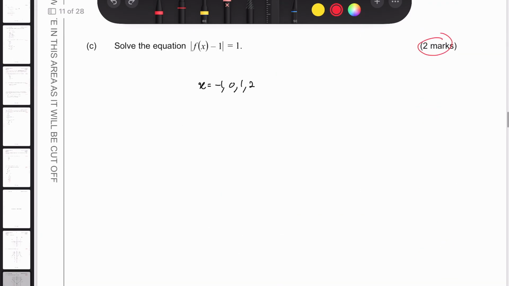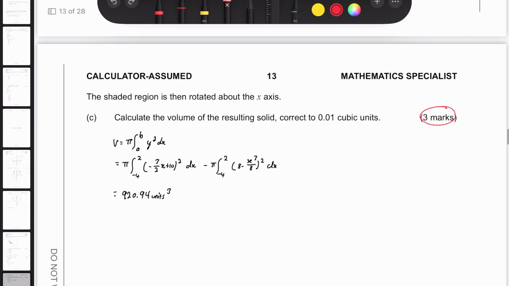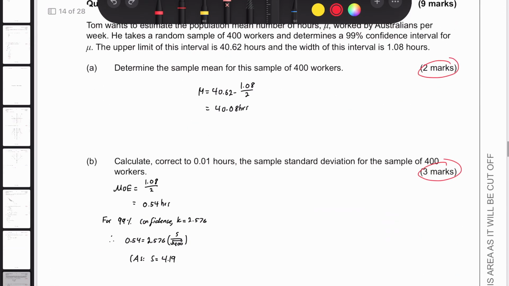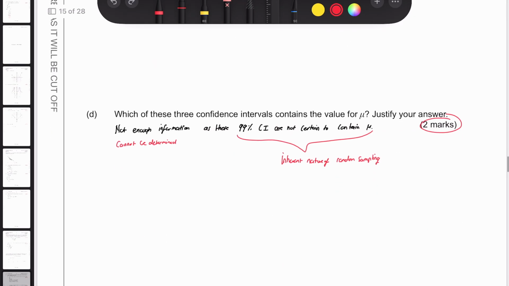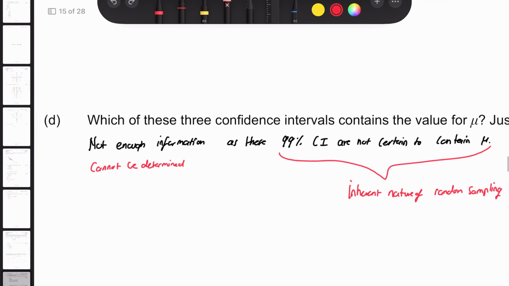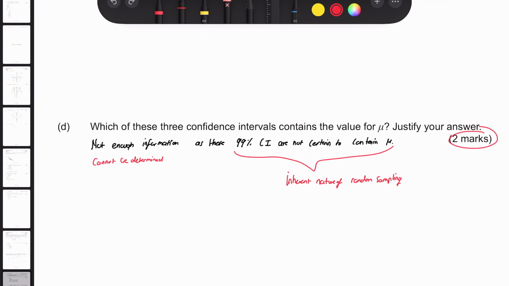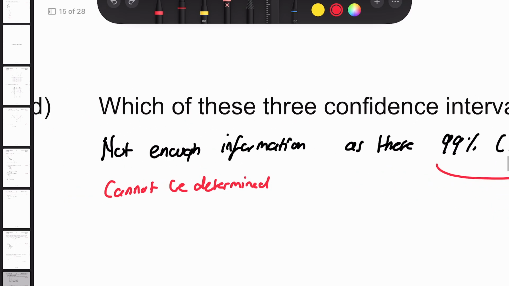And here, all these graphs are fine. All of this stuff is fine. That was correct. All this is fine. The marking key was a bit odd here. Well, not a bit odd, it's just a bit different to what I said. I said not enough information, implying that you couldn't determine, but they specifically said cannot be determined.